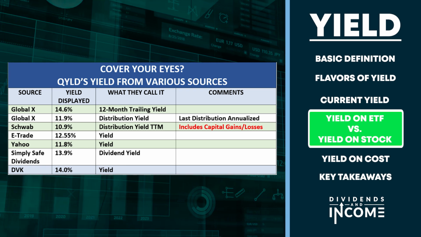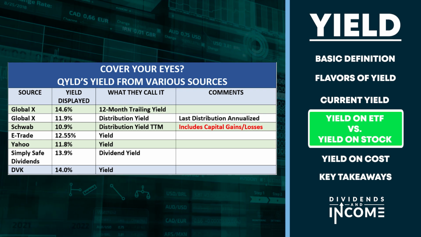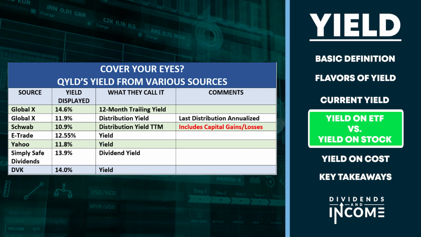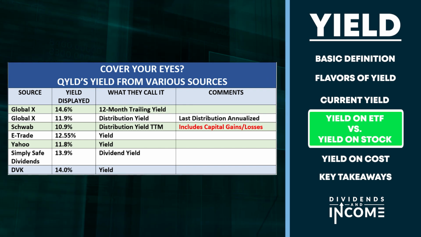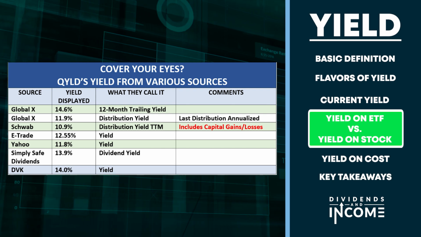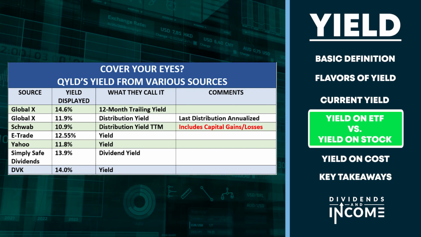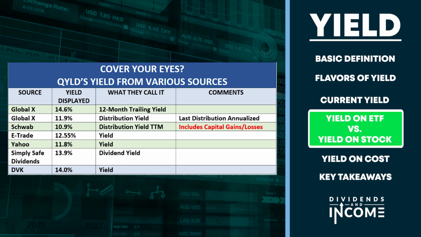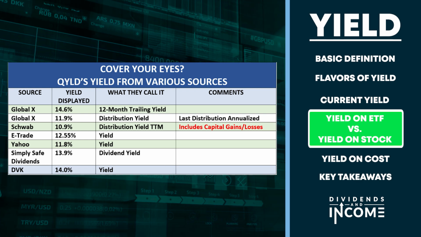Notice at the bottom of this slide that Simply Safe Dividends at 13.9% comes the closest to my own calculation of 14%. And I've talked to Brian Bollinger at Simply Safe Dividends, and I know that he uses the same approach that I do, which is to take the last 12 real dividends, the ones that have been paid, and use that in the calculation. The slight difference between our answers came from rounding.